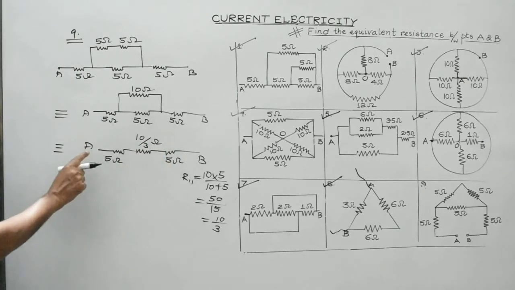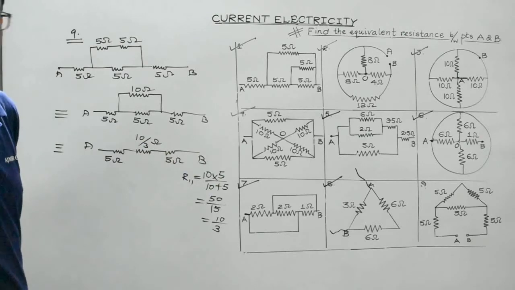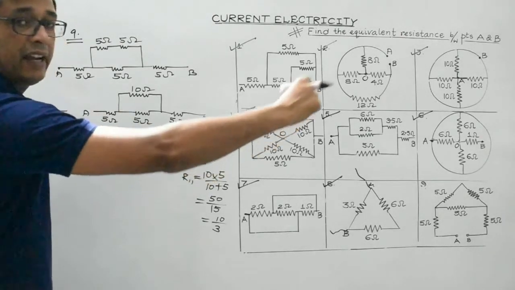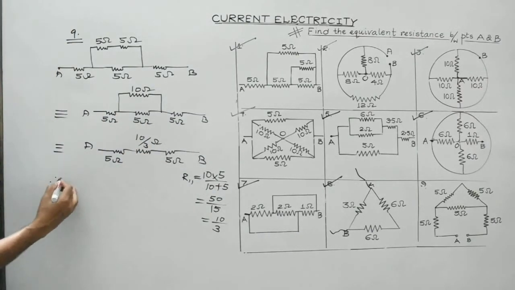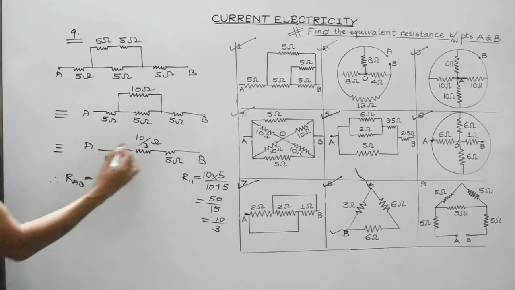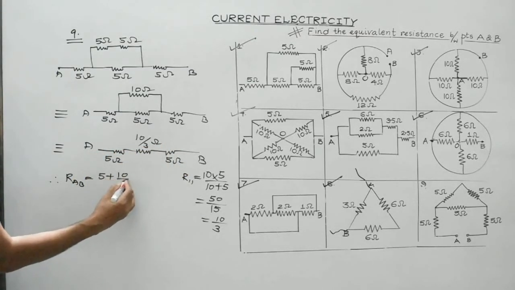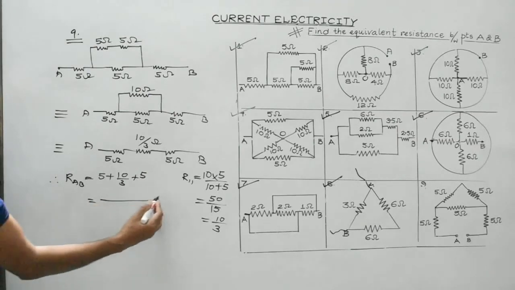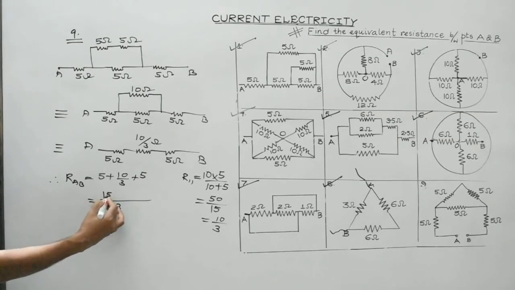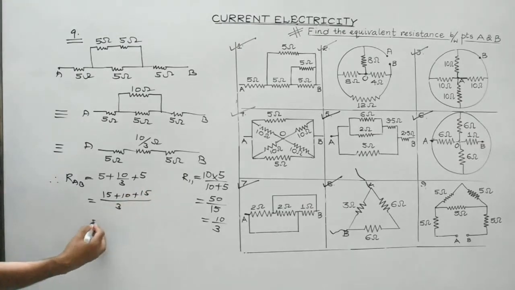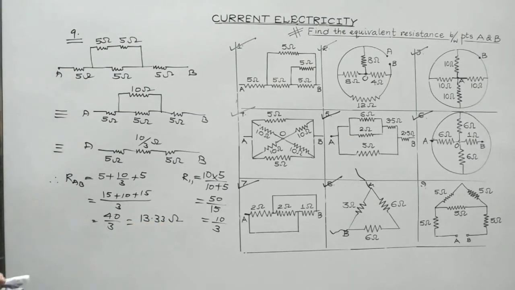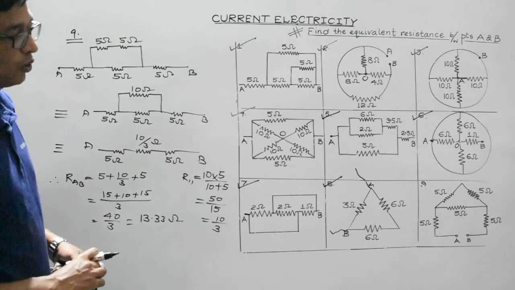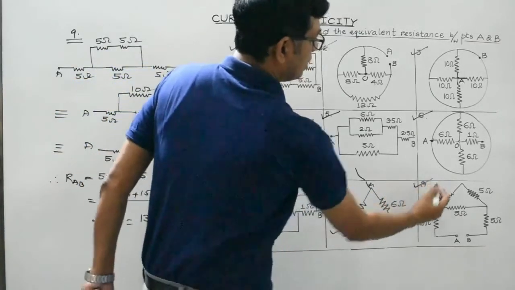Clear, students? Now all these three resistors connected in A and B are connected end to end. Therefore, they must be connected in series. Therefore, resultant equivalent resistance with the points A and B will be 5 plus 10 by 3 plus 5. So it will be 3, 15 plus 10 plus 15, isn't it? So it will be 40 by 3. So it will be 13.33 ohm. This is the equivalent resistance between the points A and B for question number 9.